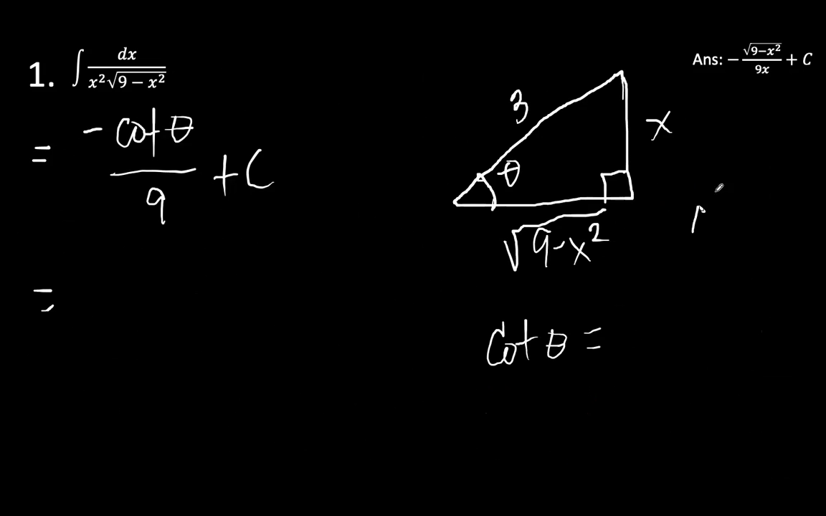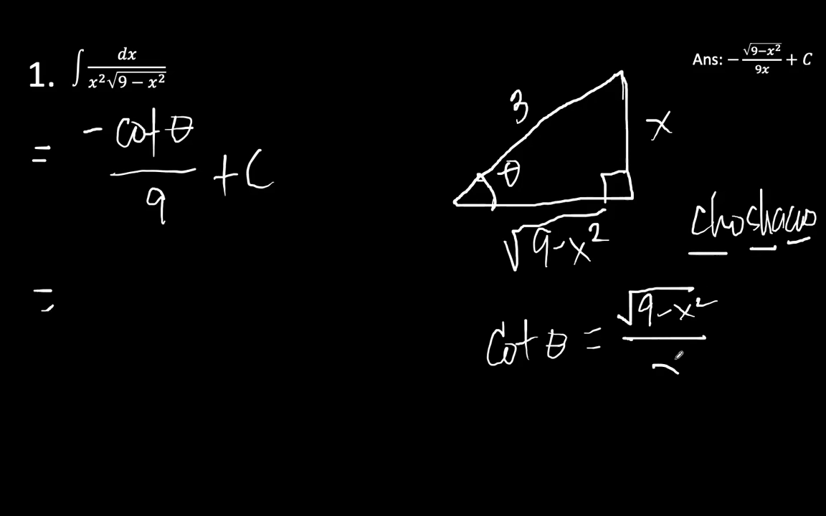Cotangent is "cho-shakao". Cho means cosecant, hypotenuse over opposite. Sha means secant, hypotenuse over adjacent. And kao means cotangent equals adjacent over opposite. So adjacent over opposite. The adjacent of theta is the square root of 9 minus x squared, over the opposite, which is x. Therefore, cotangent theta is equal to the ratio of the square root of 9 minus x squared and x.